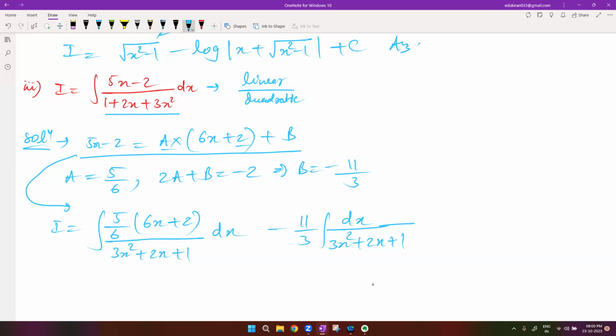तो हमने 5x minus 2 को ऐसे लिख सकते थे, a और b की वैल्यू निकाली, यहाँ पे पुट कर दी, है ना, और फिर उसको ऊपर खोल के लिख दिया, इसे अलग अलग कर दिया पार्ट, right?